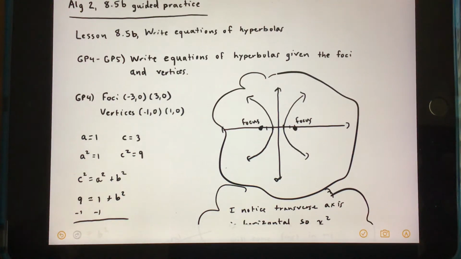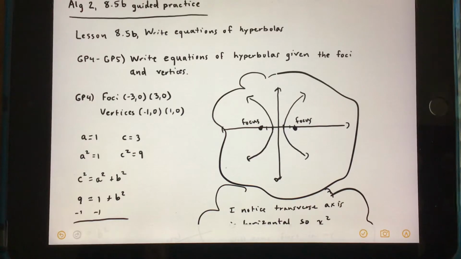Hey, Algebra 2, we're going to work on our guided practice for lesson 8.5b. In this lesson, we're going to begin writing equations of hyperbolas. In our last lesson, we were graphing our equations of hyperbolas. Now we're going to go the other direction and begin learning how to write the equations of these hyperbolas.